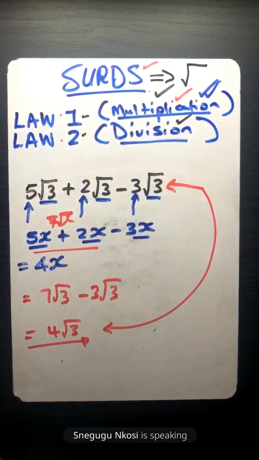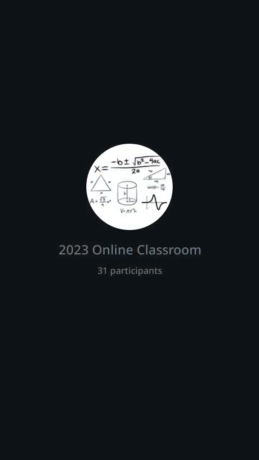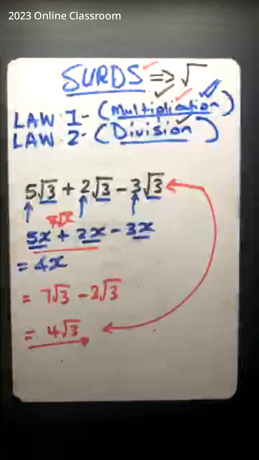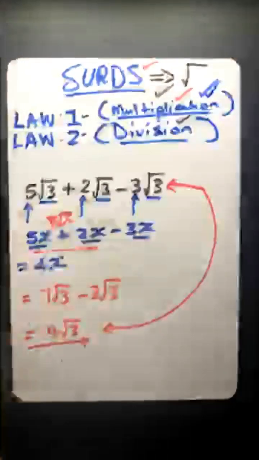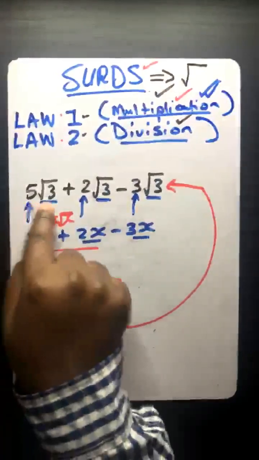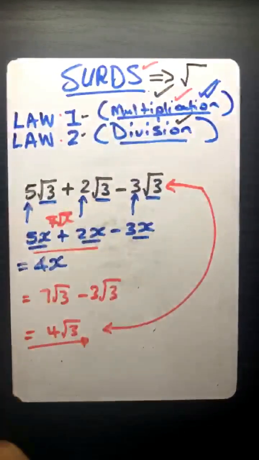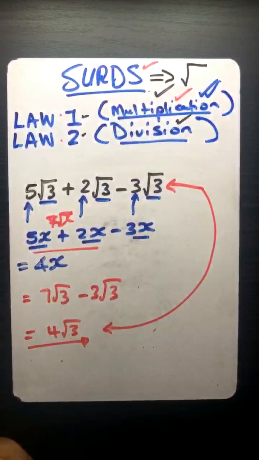Yes. So how did you get the 7 square root of 3? How did I get 7 square root of 3? It's 5 plus 2, which is 7. Yes, bananas. Can you see now? Yes, sir. Okay.